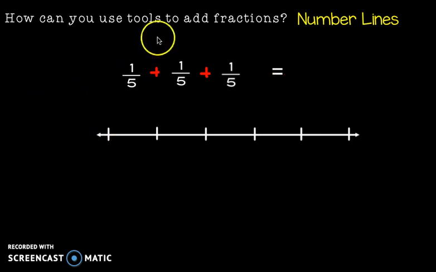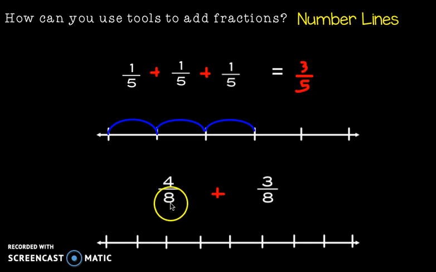Now let's use another tool. Let's use a number line. Let's add 1/5 plus 1/5 plus 1/5. Here's my number line. It's broken up into 5 equal parts, and 1/5 is my unit fraction. Let's go ahead and try it. Here's 1/5 plus 1/5 plus 1/5. Where did I end up on the number line? 1/5, 2/5, 3/5. So here it is. Perfect. So 1/5 plus 1/5 plus 1/5 equals 3/5.